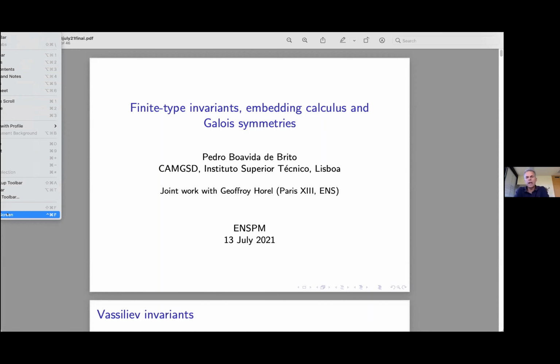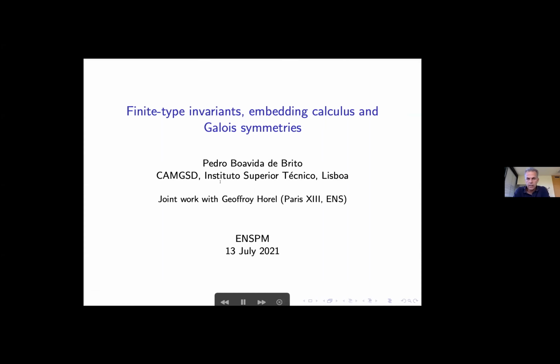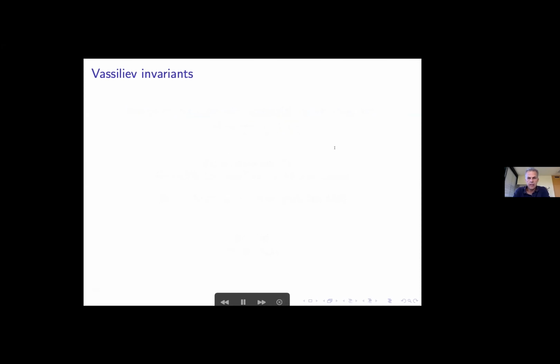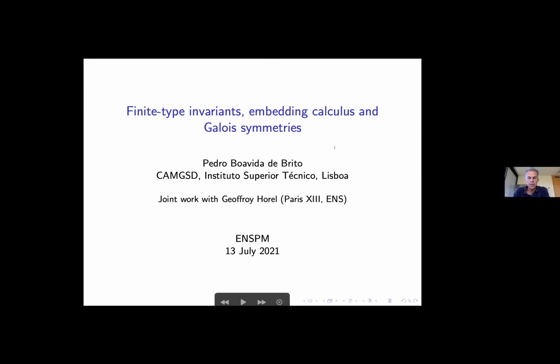Okay, so our second speaker today in this parallel session, the geometry parallel session, is Pedro Boavida de Brito. He's a postdoc at the moment here at the Center for Mathematical Analysis, Geometry and Dynamical Systems of Técnico in Lisbon. And he's going to talk about finite type invariants, embedding calculus, and Galois symmetries. Go ahead, Pedro.